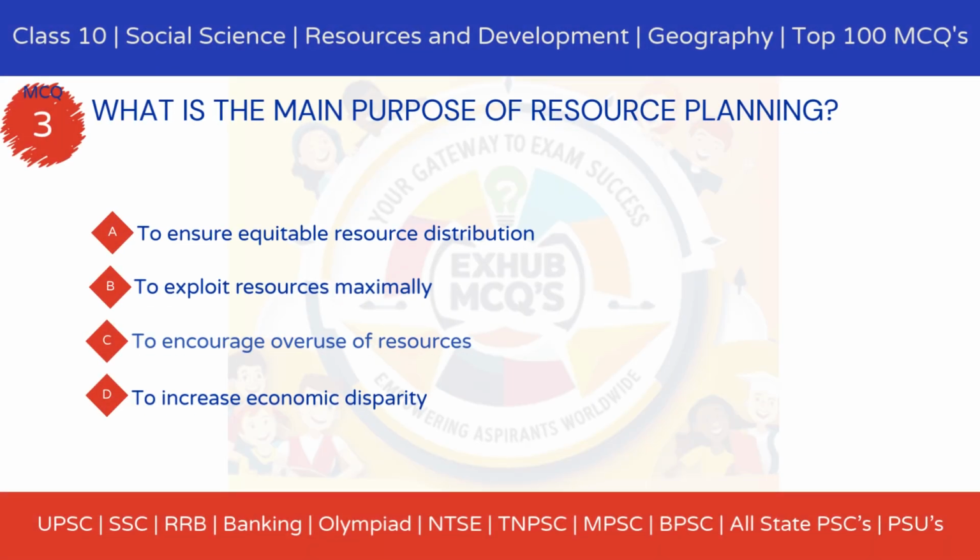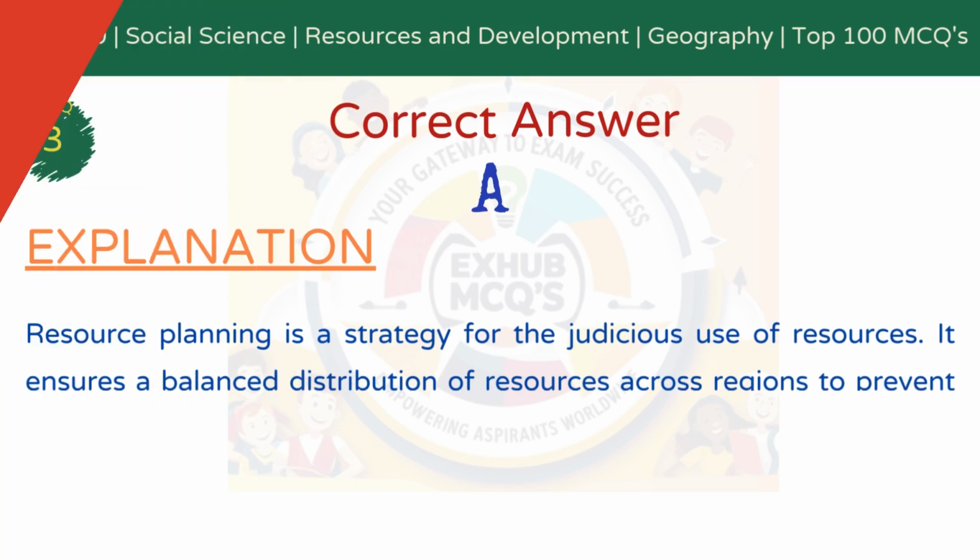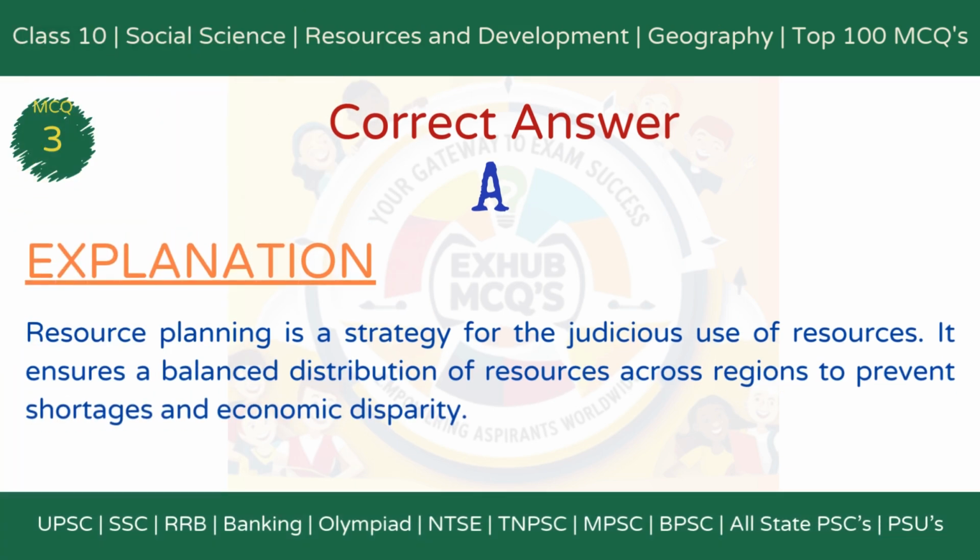MCQ 3. What is the main purpose of resource planning? Option A, to ensure equitable resource distribution. Option B, to exploit resources maximally. Option C, to encourage overuse of resources. Option D, to increase economic disparity. The correct answer is option A, to ensure equitable resource distribution.